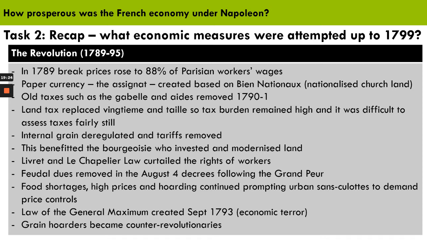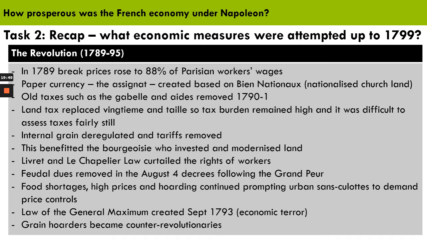But they did curtail workers' rights, didn't they, through things like the livret, that kind of record of employment that had to be carried, and the Le Chapelier law. They tried to get rid of feudalism. Well, they did get rid of feudalism in France, which was to try and end all these privileges and these feudal obligations, which was making life quite miserable for the peasantry. But food shortages, high prices and grain hoarding persisted.